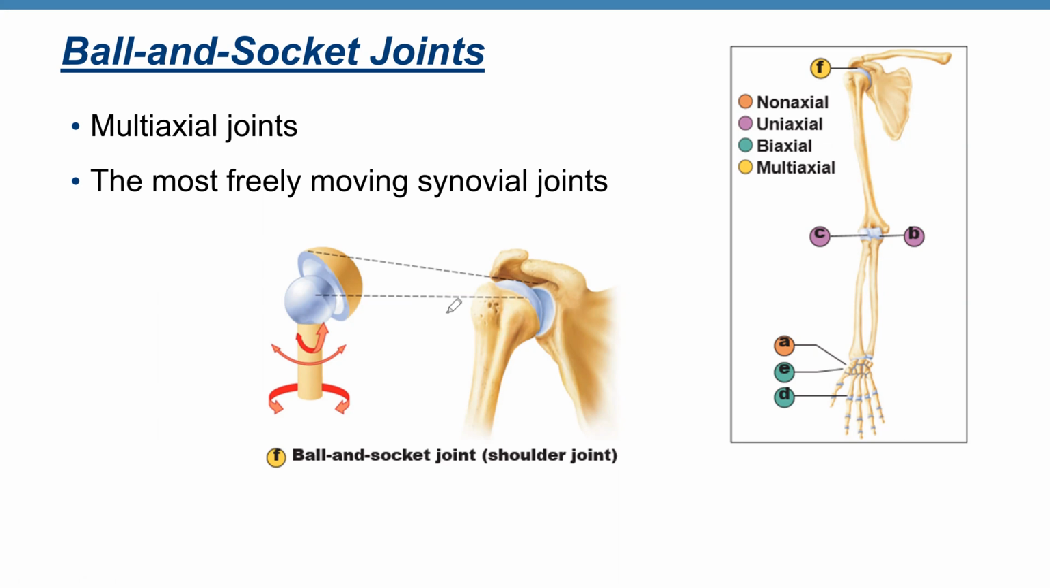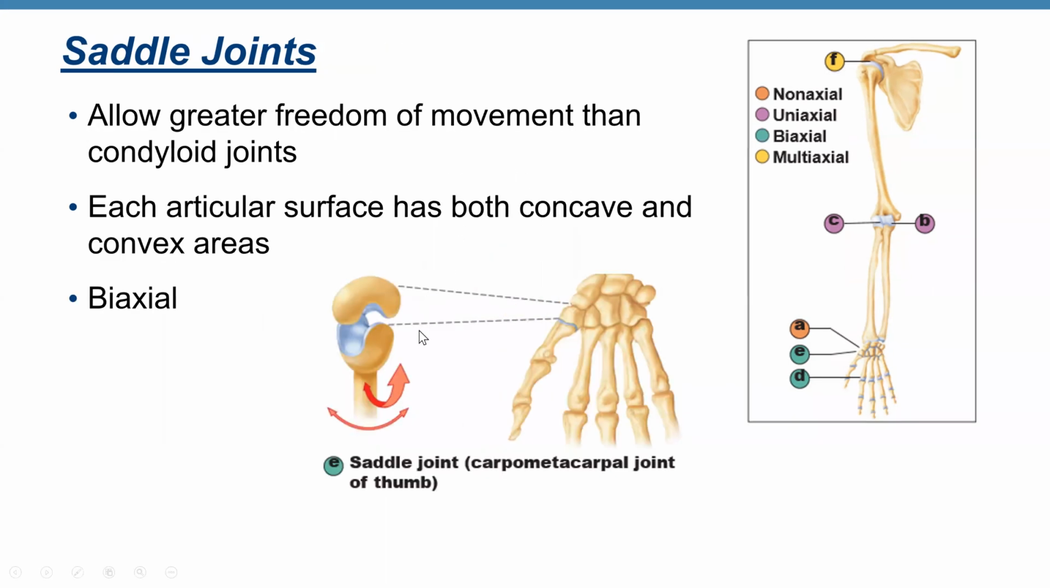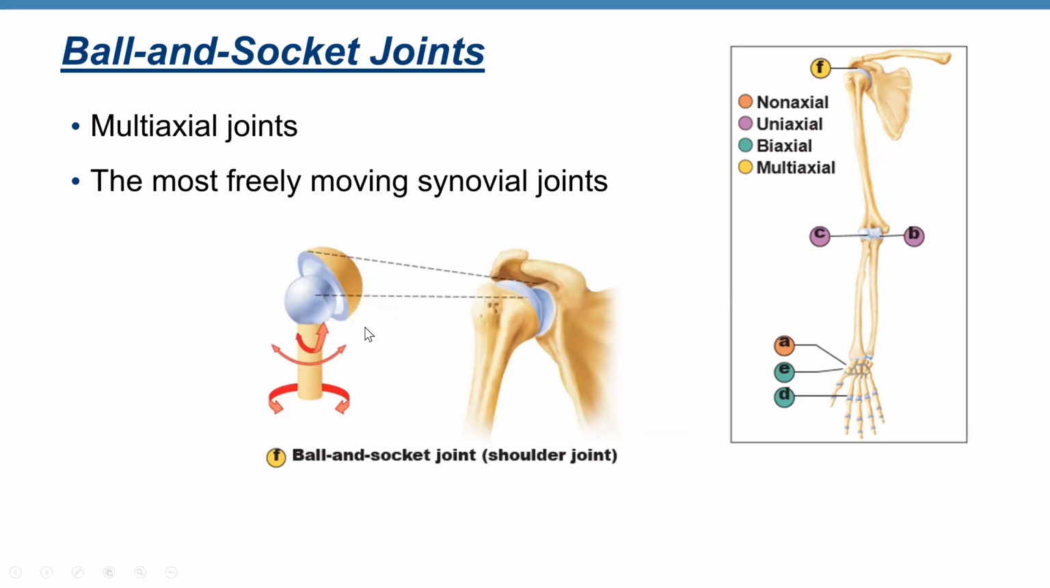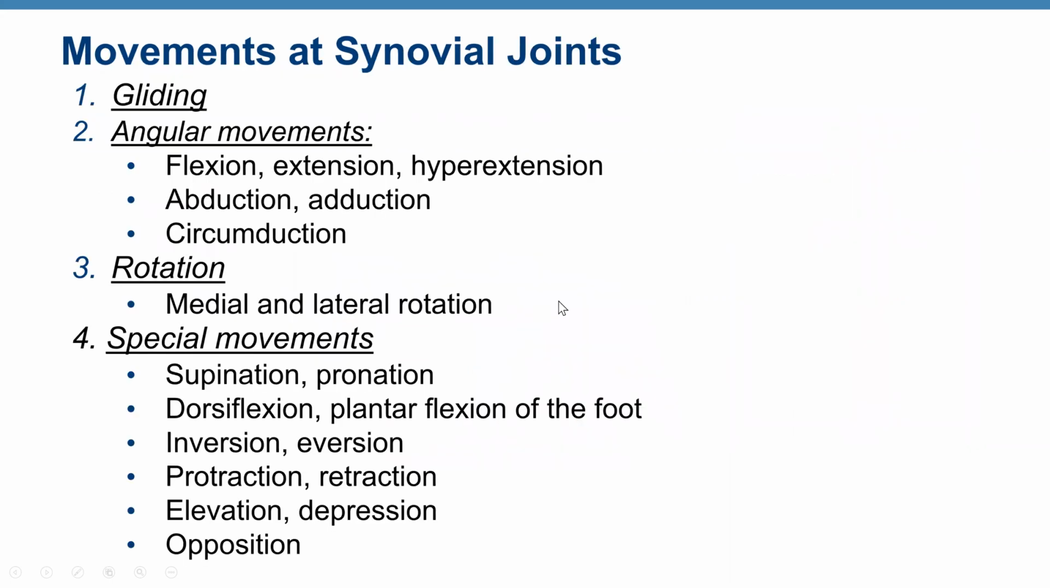So here you can do pretty much everything. You can have flexion, extension, adduction, abduction, circumduction, right? If you compare with the previous one, you can do flexion, extension, adduction, abduction, circumduction here as well. Now what is added here also is rotation, right? So all types of movement are possible with the ball and socket joint.